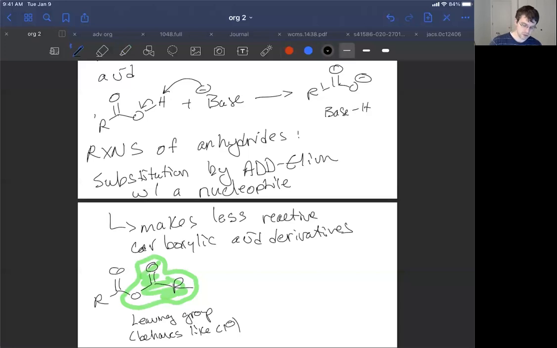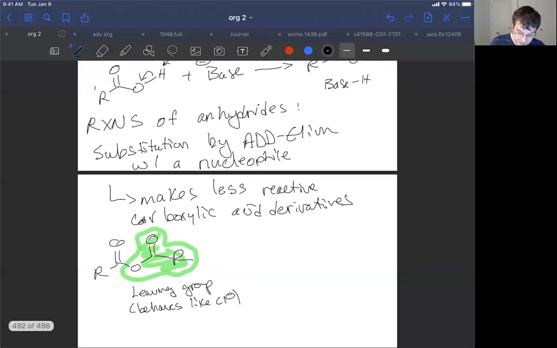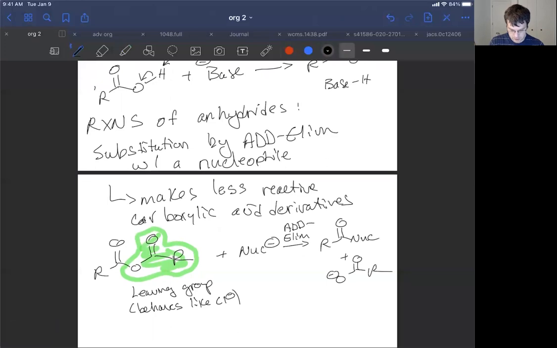Okay, so what we're doing in this case is we are adding some nucleophile, and we do addition, elimination to form a new carboxylic acid derivative plus the oldest carboxylic acid derivative, the carboxylate. I don't know if it's the oldest, but it's pretty close to the oldest.